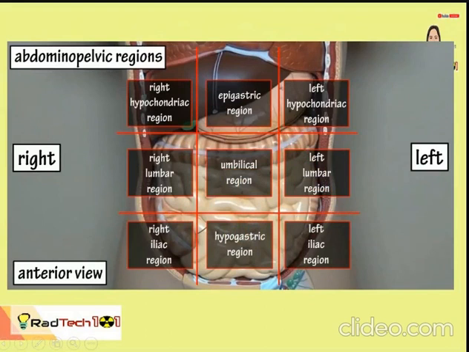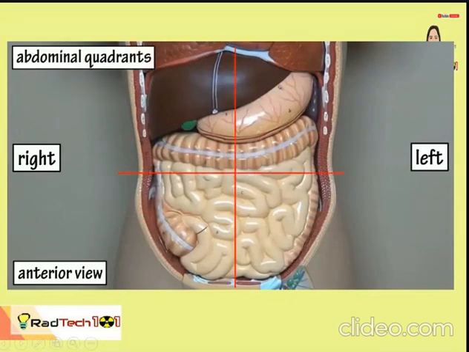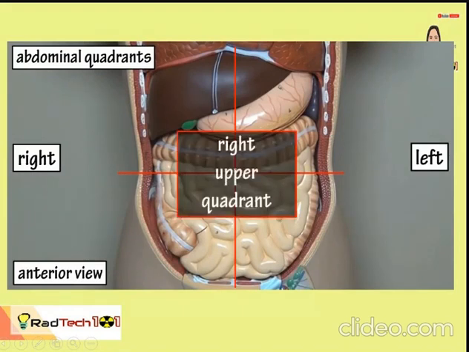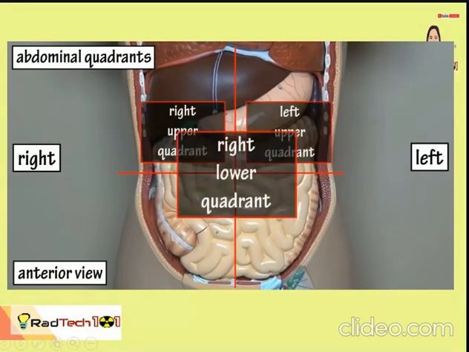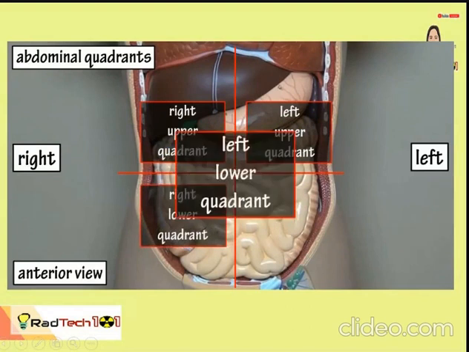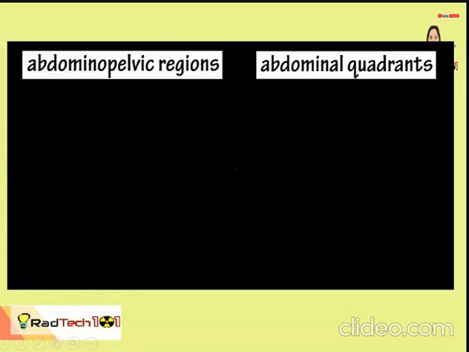Many professionals prefer to use a simpler map of regions to locate organs in abdominal pain. They section the area into 4 quadrants. Again, looking at the body from the anterior view will make right and left appear backwards, but again, these are named in reference to the body itself, not the viewer of the body. These are all basic in terminology. There is the upper right quadrant, the left upper quadrant, the right lower quadrant, and the left lower quadrant. And that be the abdominal pelvic regions and abdominal quadrants.